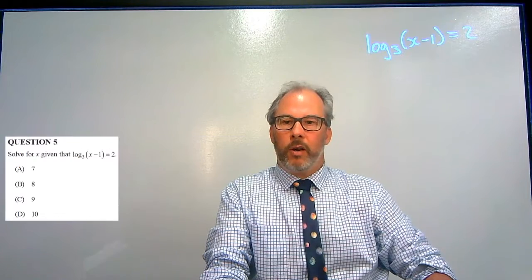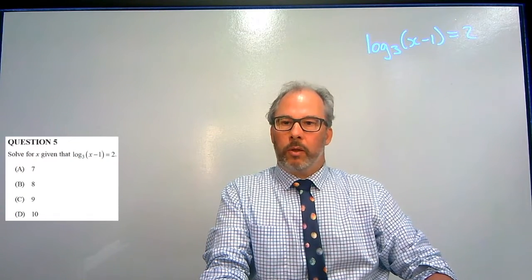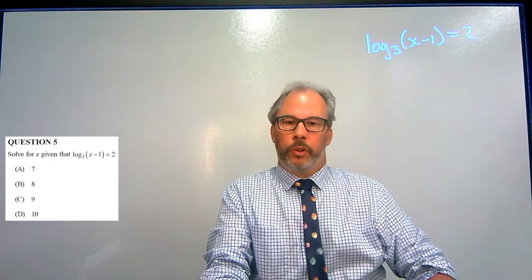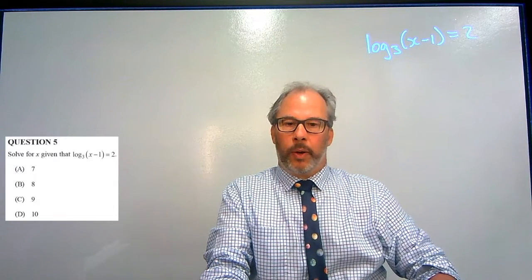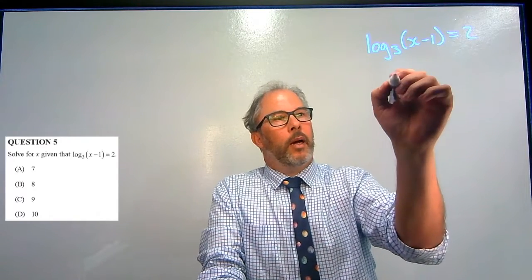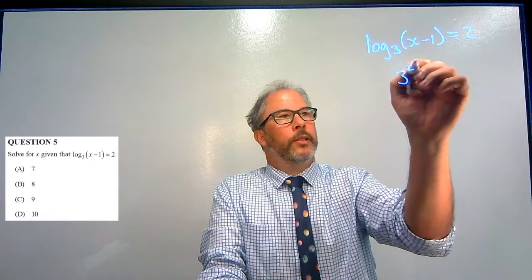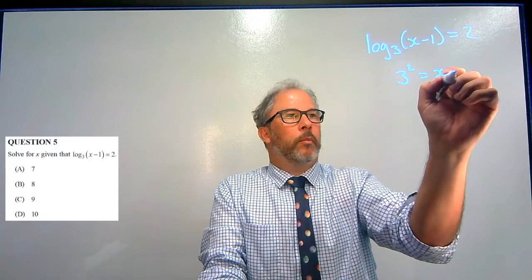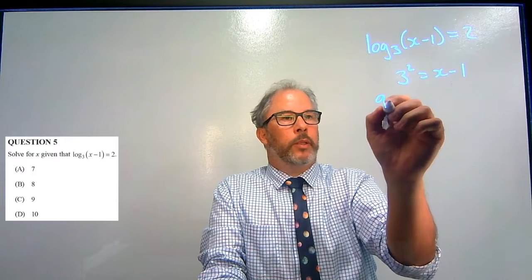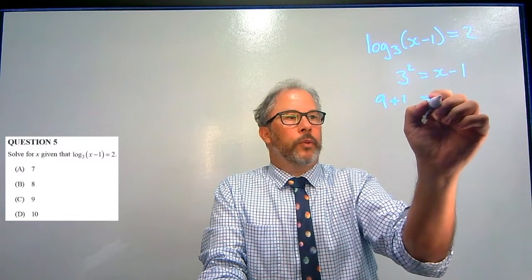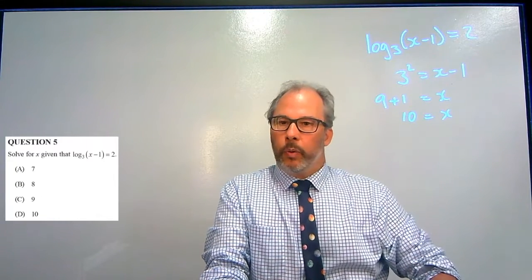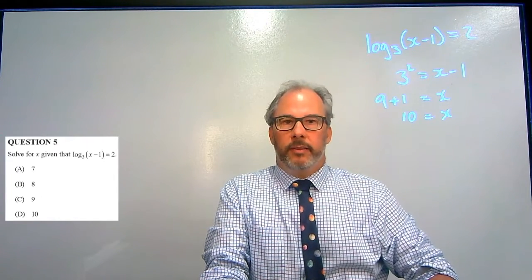Okay, question 5, we've got the log. Solve for x given the log of base 3 of x minus 1 equals 2. So this is probably one that can be answered very quickly and easily by hand. If I rearrange this, I get 3 squared equals x minus 1. So 9 minus 1 plus 1 equals x, x equals 10, which is answer D.